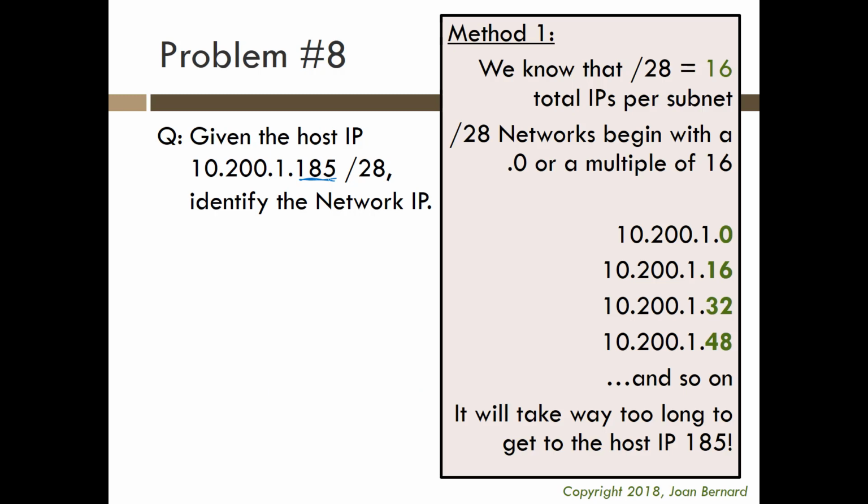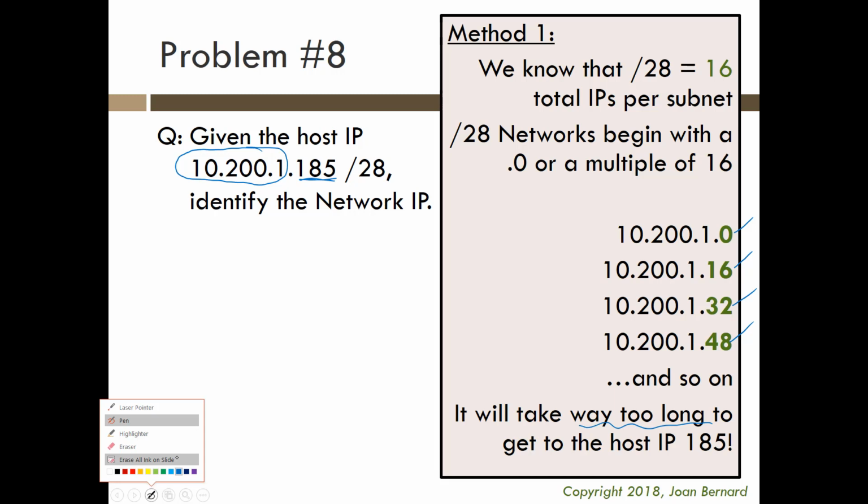So method 1, we know that all of the IP addresses are going to start with 10.200.1. The first 3 numbers are all the same, so we don't have to worry about those. I could start at the beginning and say, there's 0, add 16, add 16, add 16. I don't even have to do it in the wheel. I could just keep adding and keep going until I find a number that's close to 185, where I see where 185 fits in. But that's going to take way too long to figure out. So that's not the most efficient way to figure out this problem.